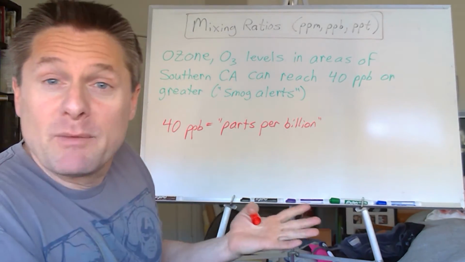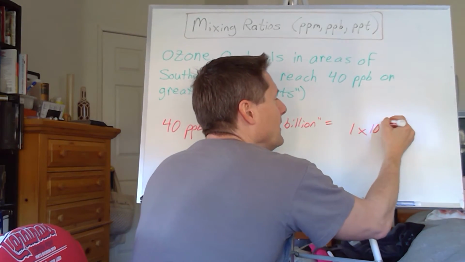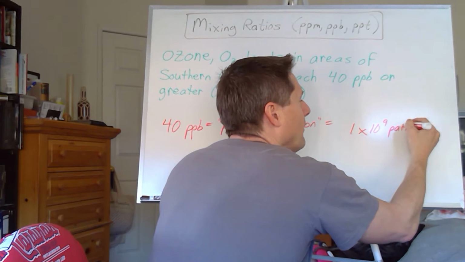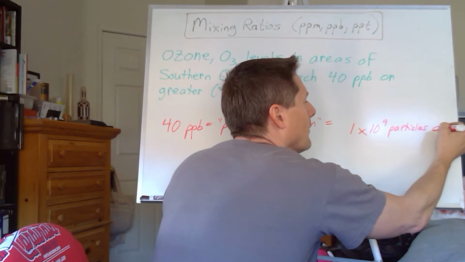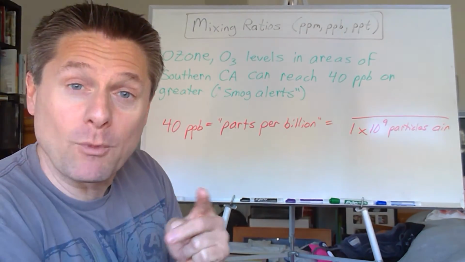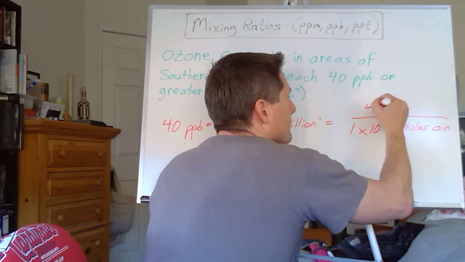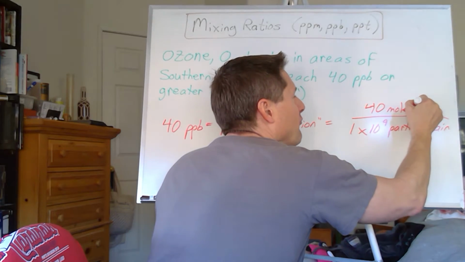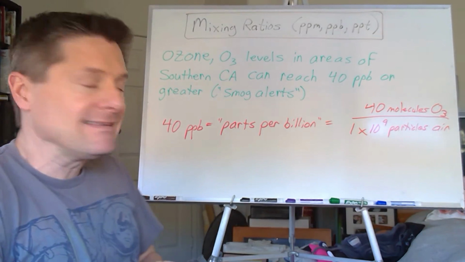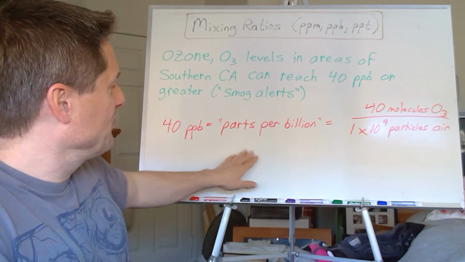Well, just like a percent would be parts per hundred, if I had 1 billion, 1 times 10 to the ninth, 1 billion particles of air, of that, how much would be the singular component we're interested in? Ozone would be 40. So we'd have 40 molecules of ozone. So that's what that means as a mixing ratio, right?